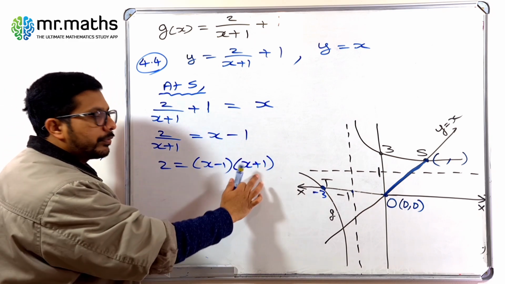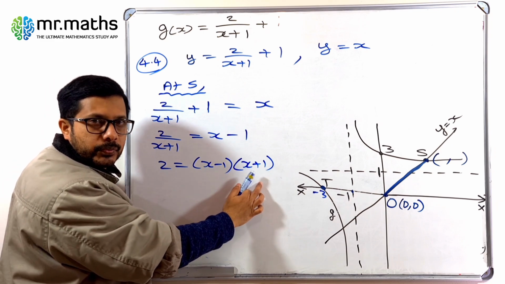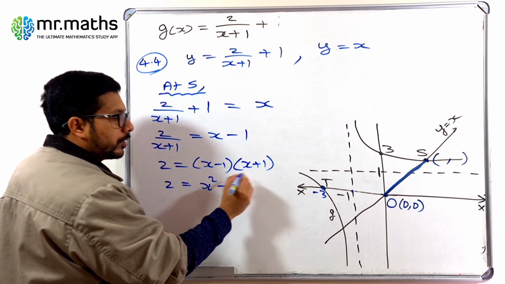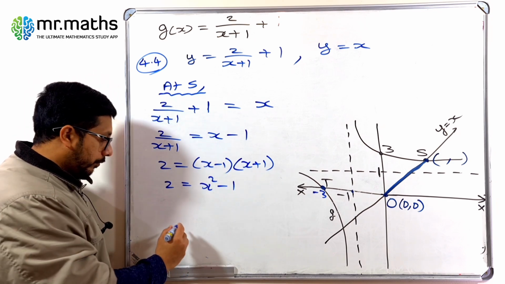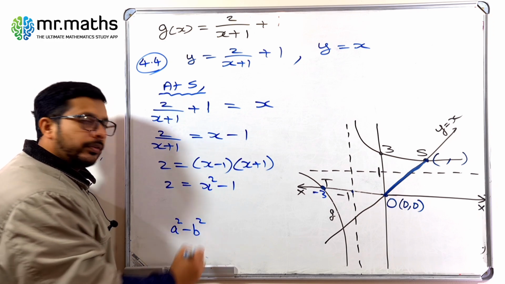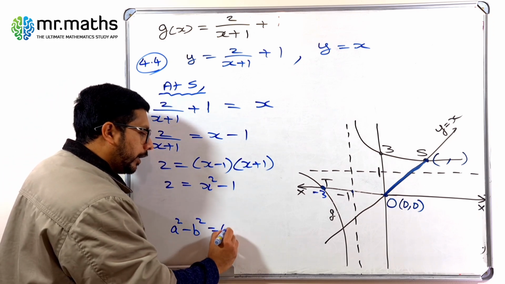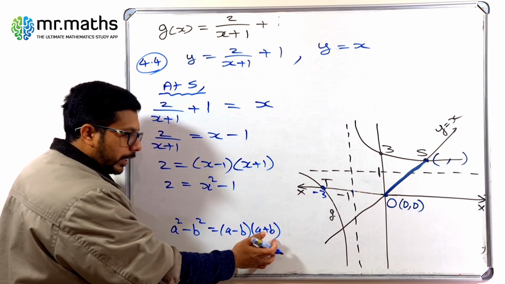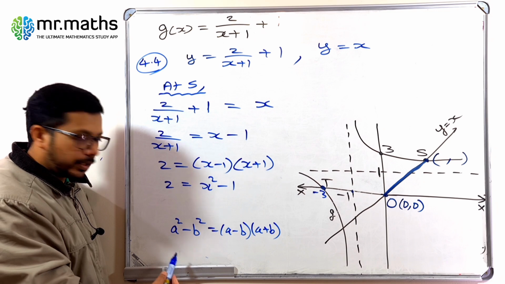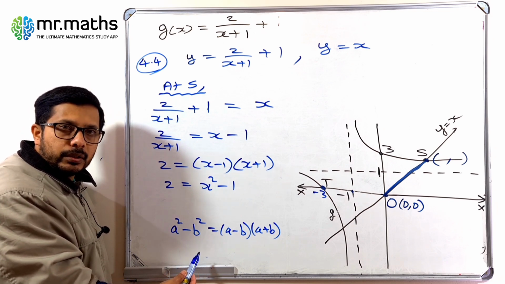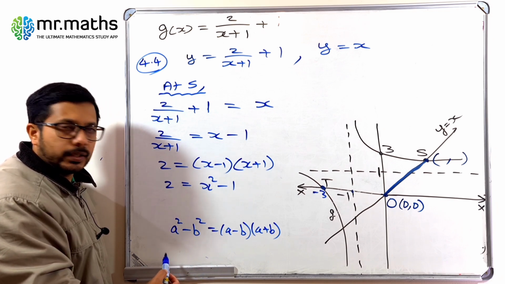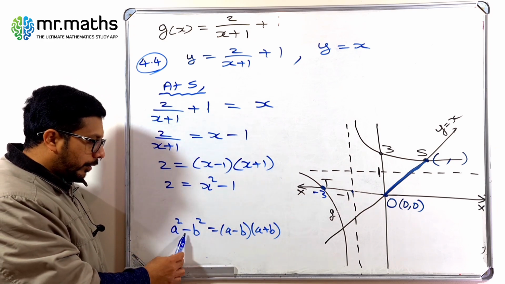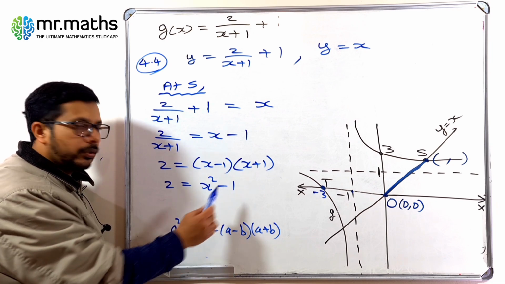So is it not a difference of 2 squares, this one? x minus 1 into x plus 1. So how can you write that one? x square minus 1 square. 1 square is 1. You know that formula, a square minus b square, difference of 2 squares. What is that? a minus b into a plus b. So if you see something like this, a minus b into a plus b, that is the same as a square minus b square. Difference of 2 squares, that is the name of this one. Okay, so here it is like this, x minus 1 into x plus 1, that is x square minus 1 square. 1 square is 1.